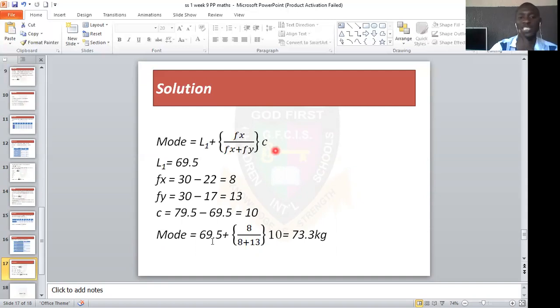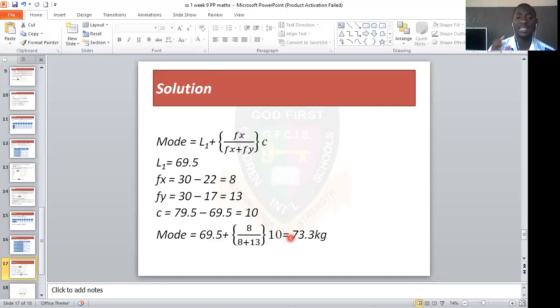So apply the formula: L1 plus Fx over open bracket Fx plus Fy close bracket times C, which will now give 69.5 plus 8 over 8 plus 13 times 10. Solve all this through to give you 73 plus 7, which is 73.3 kilogram.